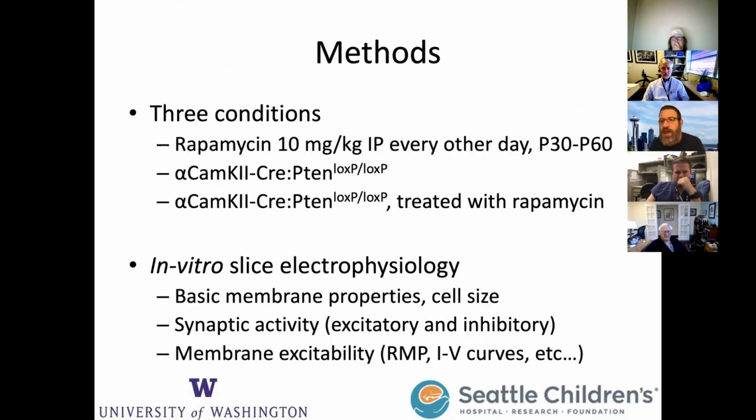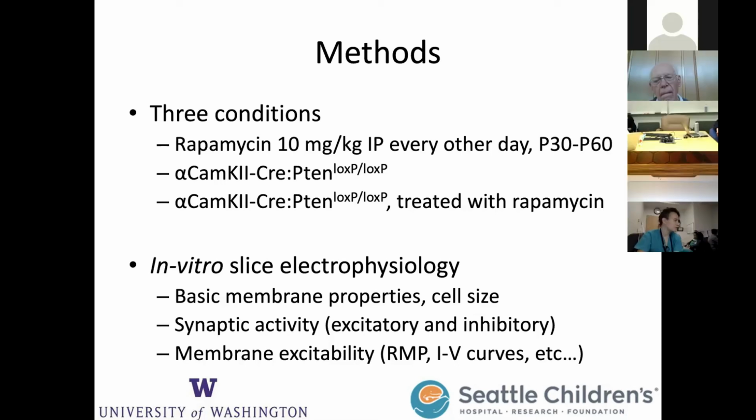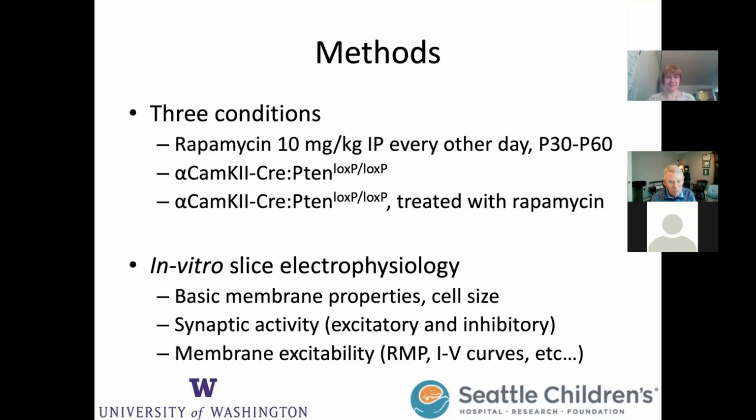So I studied electrophysiologically three different conditions. We gave normal animals rapamycin, so we shut down mTOR to see what would happen to neuronal communication. We then conditionally deleted PTEN in forebrain neurons to overactivate mTOR and see what would happen. And then we tried to rescue that phenotype with rapamycin to see if we could undo any neuronal physiologic anomalies that we appreciated in those models. And this is all done with in vitro slice electrophysiology, patch clamping.